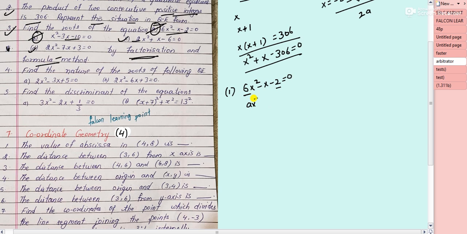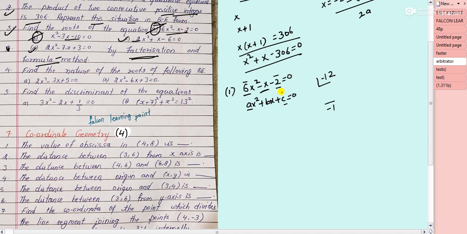If you write this in the form ax square plus bx plus c equals 0, a and c you have to multiply. It means 6 into 2 is 12. Again minus and plus are there, so here it will become minus. And what is b? Minus 1. So write it here.